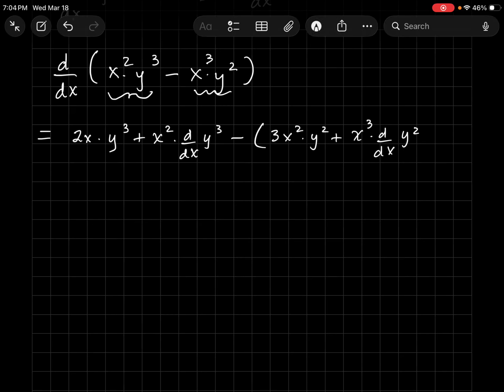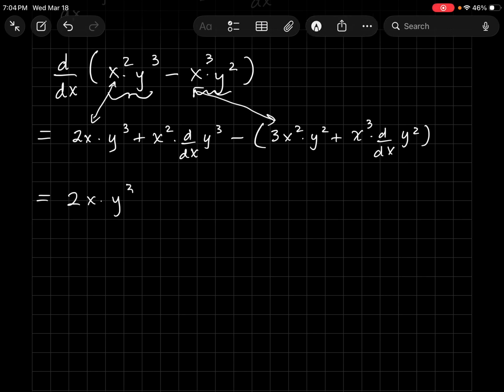leaving the first part alone, times the derivative of the second part. Now, why am I doing this only with the y's? Because I don't need to do a chain rule when my variables match. Taking the derivative with respect to x of x's, I don't need a chain rule. So let's go ahead and finish it off.